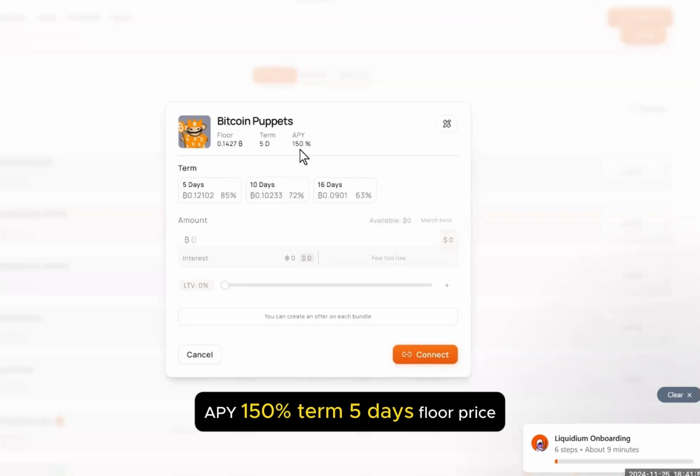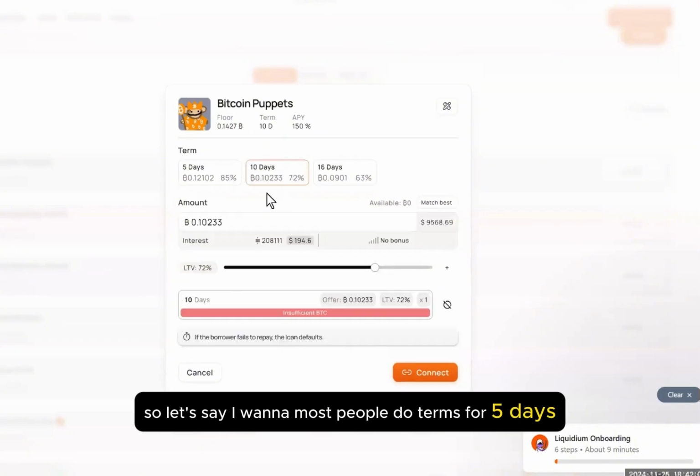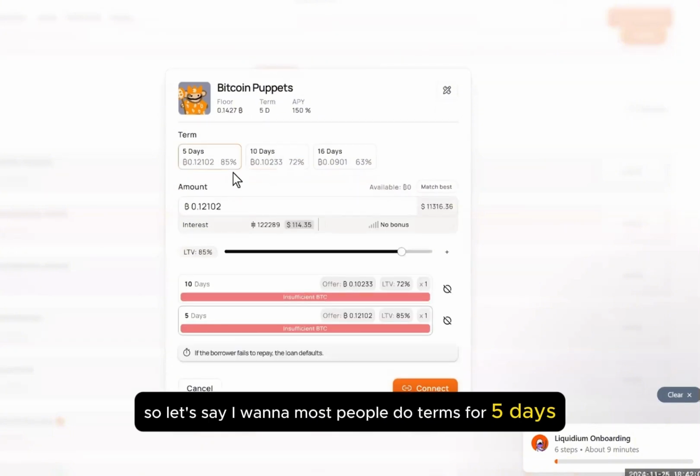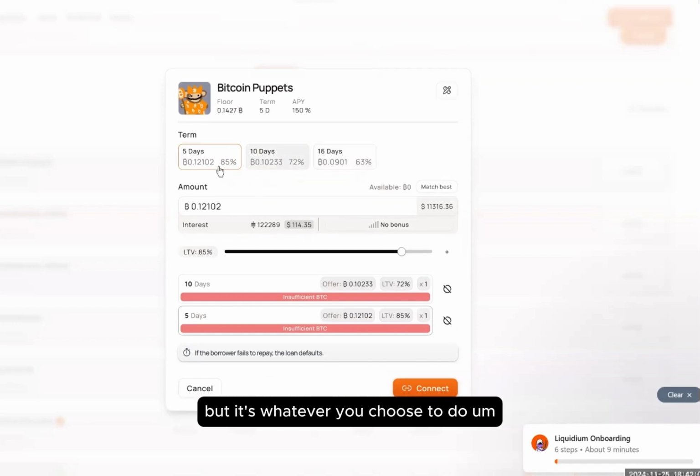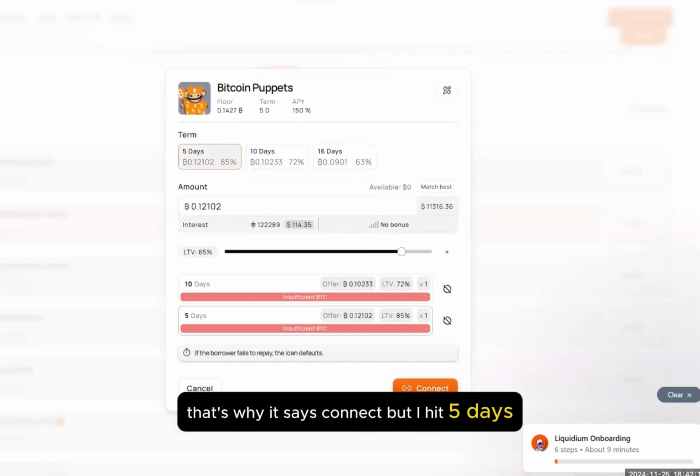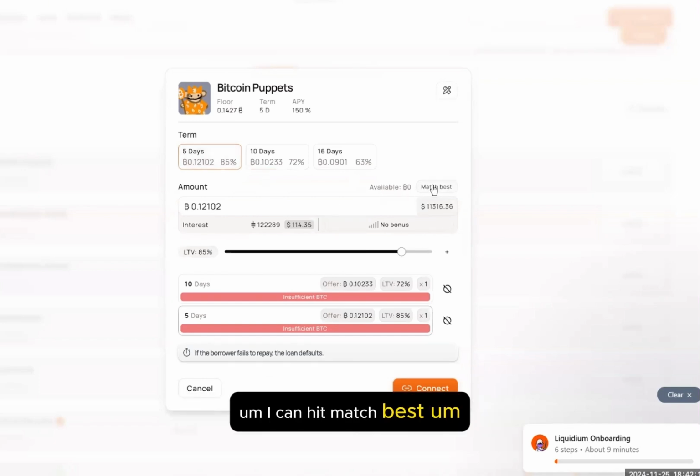Now you see right there, APY 150%, term 5 days, floor price. Most people do terms for 5 days. I haven't really seen terms for 10 and 16 days, but it's whatever you choose to do. Mind you, I have to be signed into my wallet to actually confirm this. That's why it says connect. But I hit 5 days, and I can hit match best.